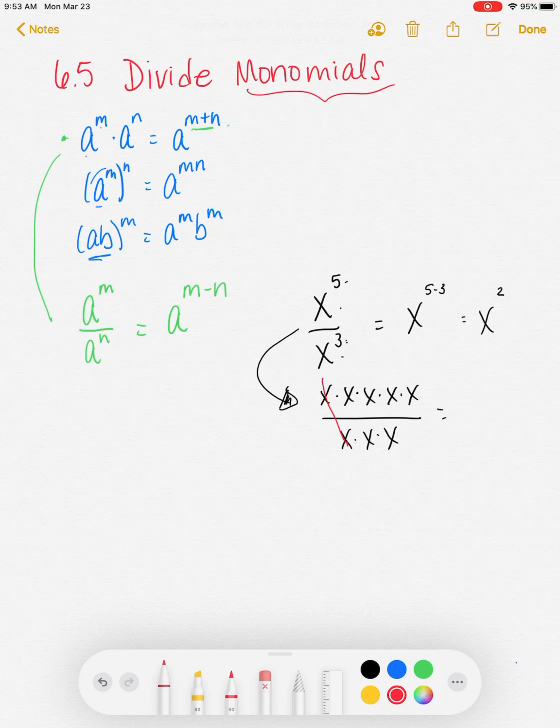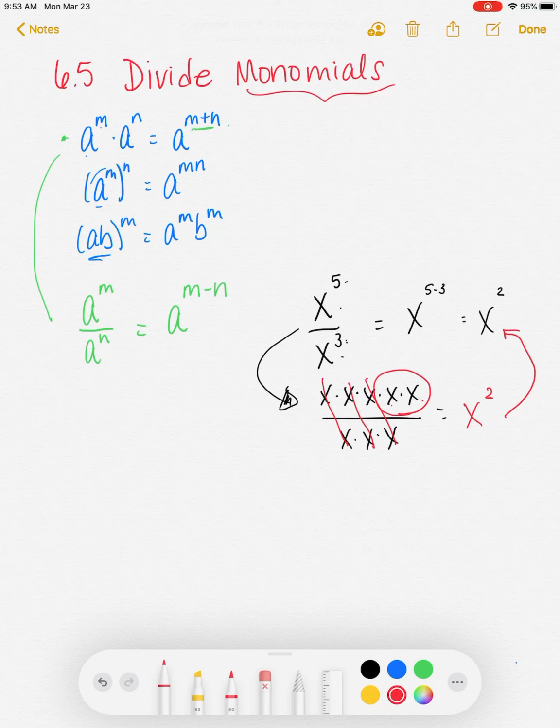You know that anything over itself cancels out. X over x is 1, x over x is 1, x over x is 1. So those all cancel out. Notice that all I'm left with is 2 x's on top, and we know that x times x is x squared. So that is why the rule is to subtract those exponents.